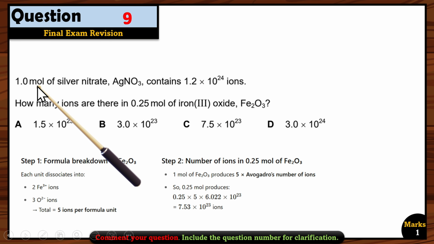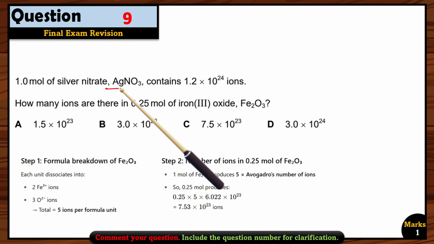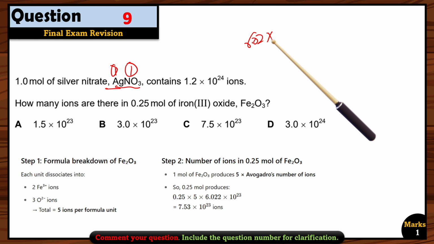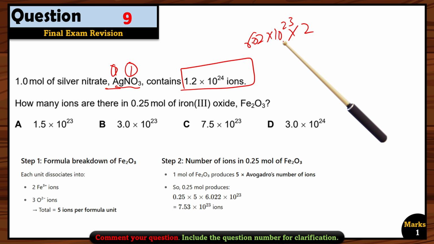Question number 9. 1 mole of silver nitrate, AgNO3, contains these ions. Okay, how many ions are there in 0.25 mole of iron oxide Fe2O3? So now they are asking about the ions. If you see here in the silver nitrate, how many ions will 1 mole produce? Of course, it will produce 2 ions, one Ag and one NO3. That's why if you multiply 6.02 into 10 raised to power 23 with 2, you will get this answer, right?